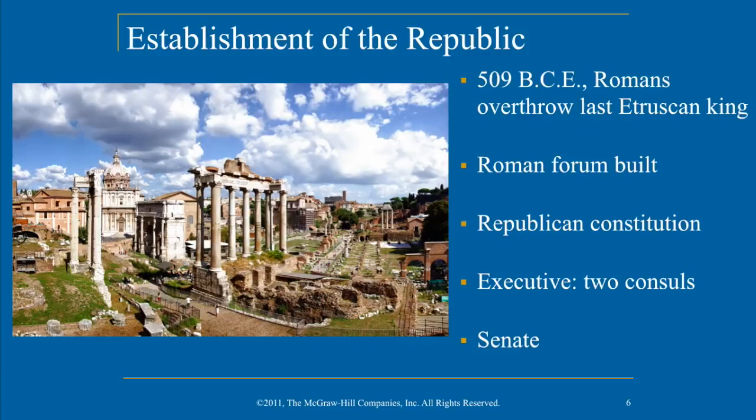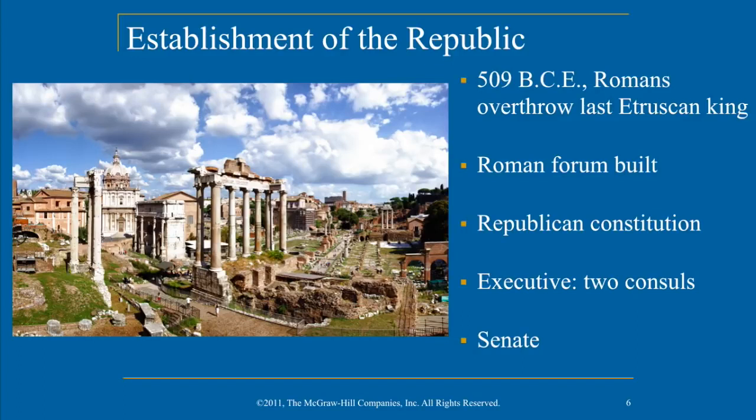Now, under this Republican Constitution, there was an executive branch, and this executive branch had two consuls. Think of them like the presidents of the Republic. It's not the same as the president we have, but it's close enough that these two consuls were seen as the leaders of the country. The reason there were two is, there's a couple reasons.